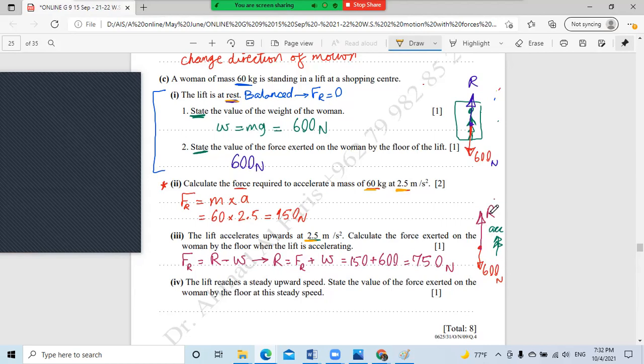So how much will the new normal reaction be to make the same acceleration as before? That means the resultant force we just found, 150, equals normal reaction up minus weight down. So rearrange this, move the W to the other side. The normal reaction equals resultant force plus weight. So the weight, which is 600, plus the resultant force that we just found, which is 150. So the answer will be 750 Newton.